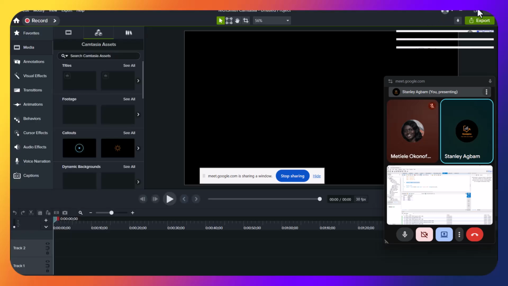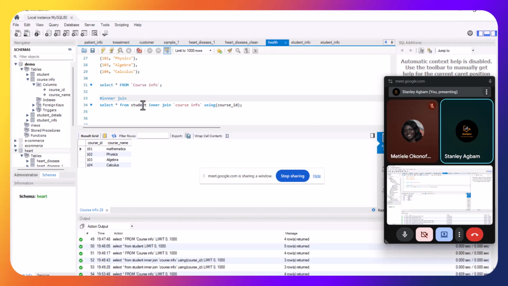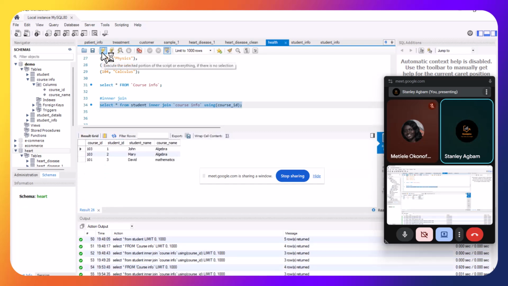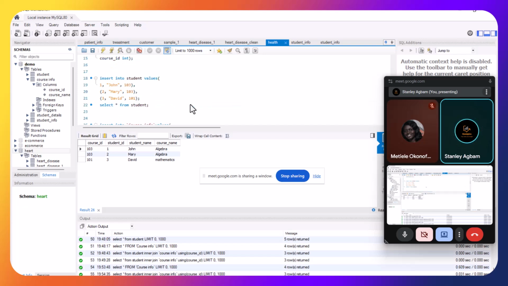Then I made mention of the inner join, and then we click on the inner join. So we can see that there are only 3 students studying the courses that are in the course ID, which are John, Mary, and David. So as you can see, look at the ID 101 and 103. Look at the course ID information 101, 103, 102, and 104. Because there's nobody studying physics in the student table, obviously it's not going to bring it out, and there's nobody studying calculus, it's not going to bring it out. So that is one definition. That is a scenario of an inner join.